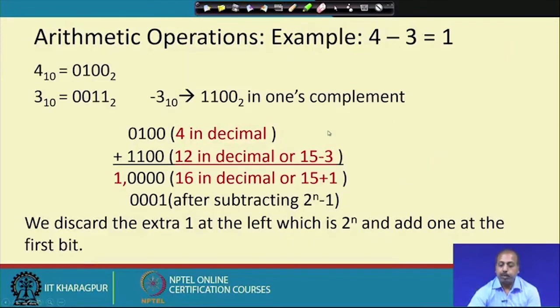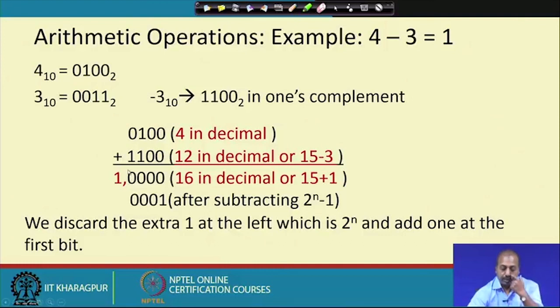Let us take an example, suppose 4 minus 3. 4 is 0 1 0 0, 3 is 0 0 1 1. So, minus 3 in 1's complement is 1 1 0 0. Now we are adding this. After doing these additions you see there is a carry. So, carry 1 is generated.